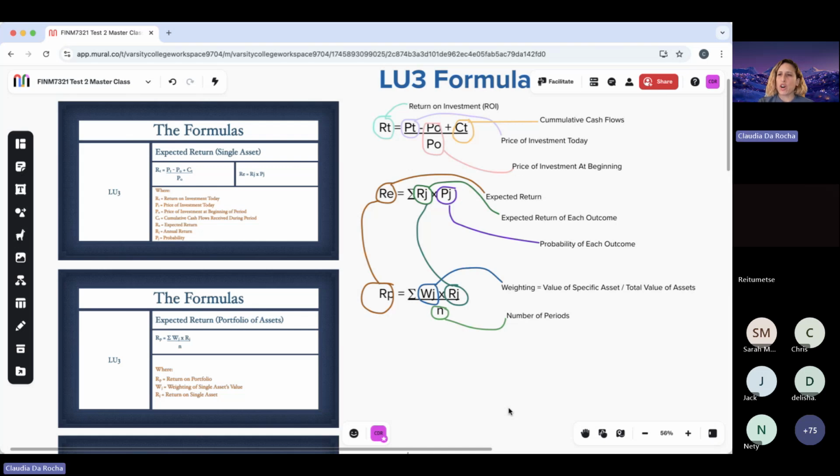I know someone said they can't see. Jack said you can't see the whiteboard, Jack. I'm assuming you can see it now. I hope so. If not, just let me know.